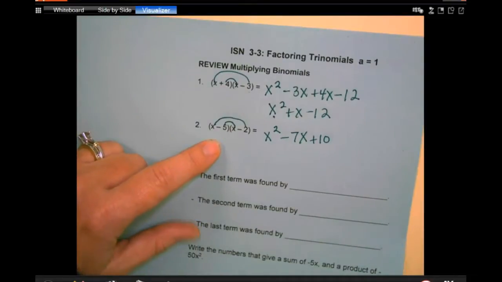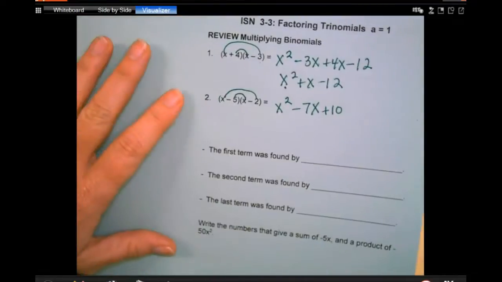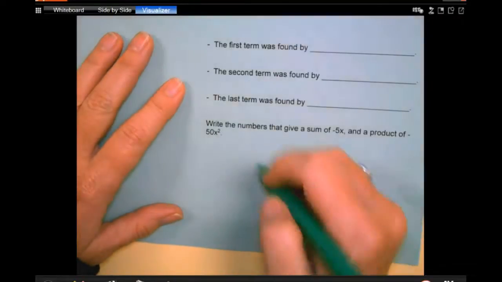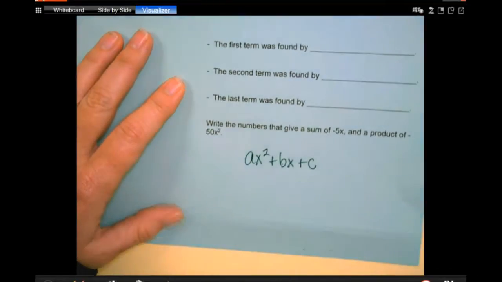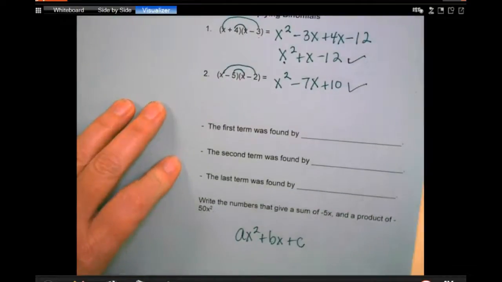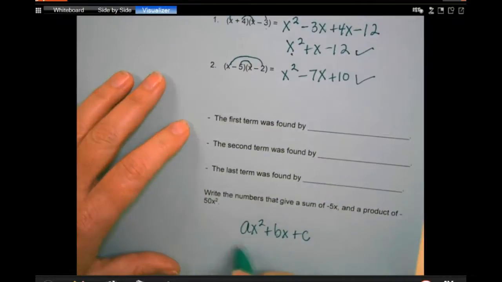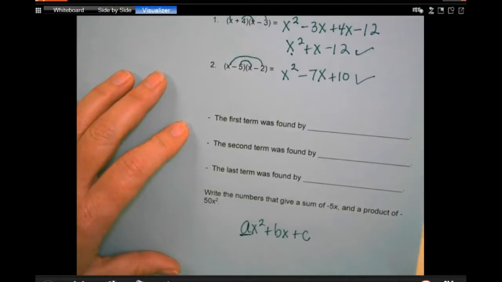Okay? So this is what I want you to know. First of all, this is written in standard form. That's written in standard form. And so this was in standard form right here, and this is in standard form right there. And my a is the number that's in front of x squared. And my b is the number that's in front of x. And my c is the number that doesn't have a variable at all.